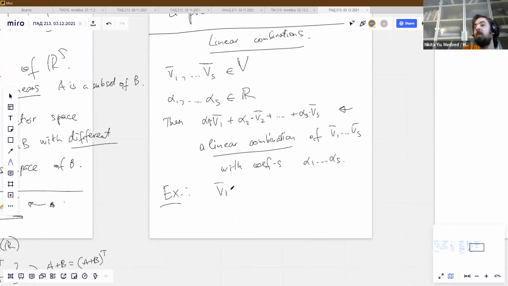Like V1 plus V2 is a linear combination. The coefficients are 1 and 1, or V1 minus V3, or 2V1 plus square root of 2V2, etc. Okay, all of those are linear combinations. Please note that some of the coefficients might be 0.